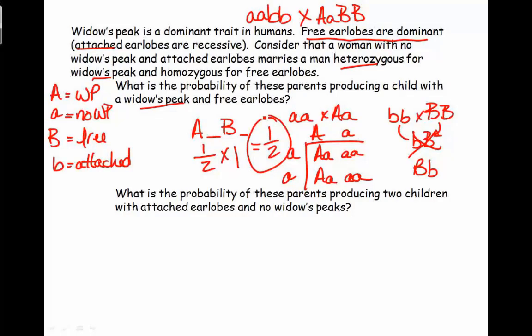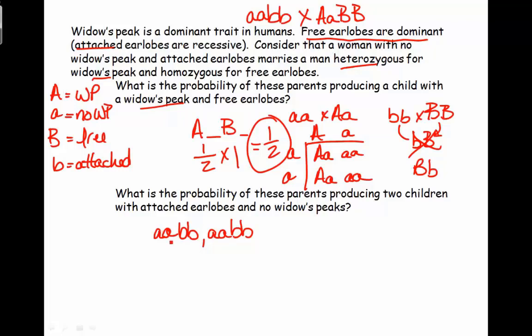If we look at the question right below that, we want to know what is the probability of these parents producing 2 children with attached earlobes and no widow's peaks. So we want these children to have attached earlobes, which is the lowercase b, and we want them to have no widow's peaks, so we want it to have little a, little a. Well, we want 2 children like that.